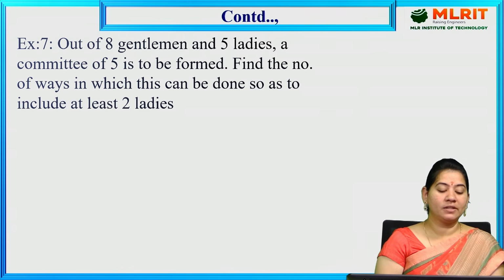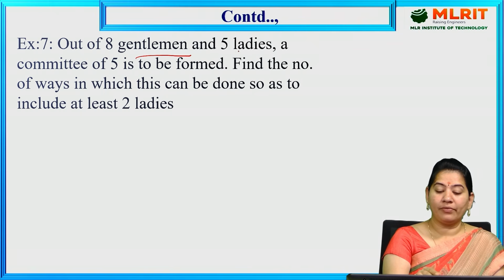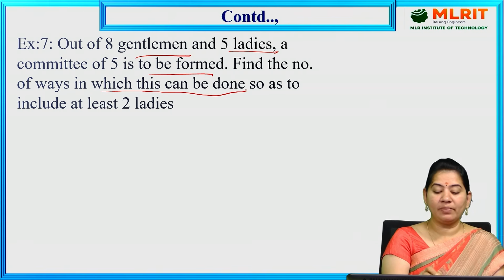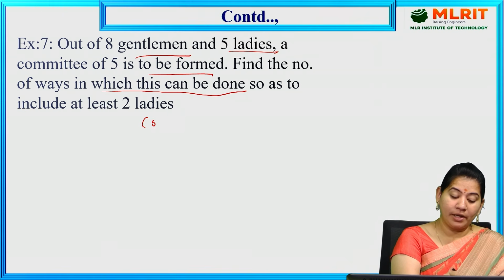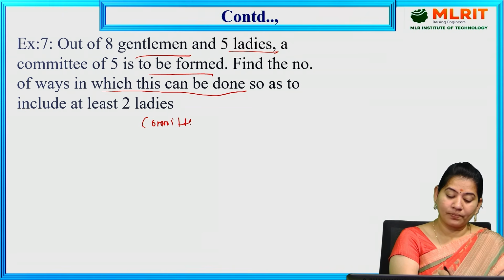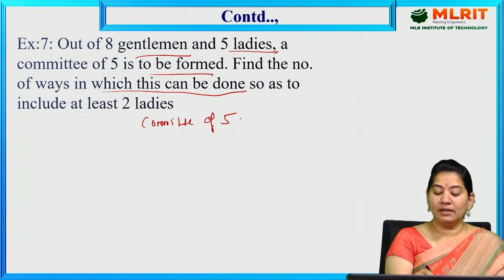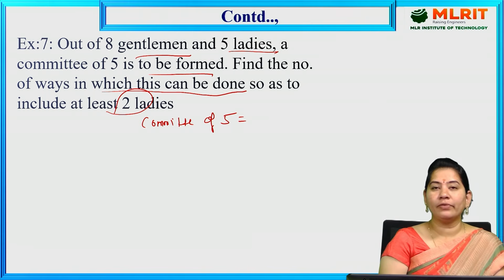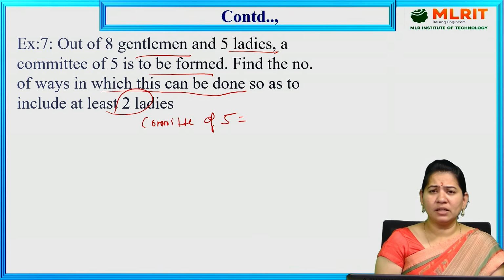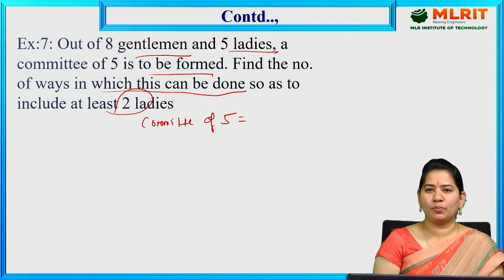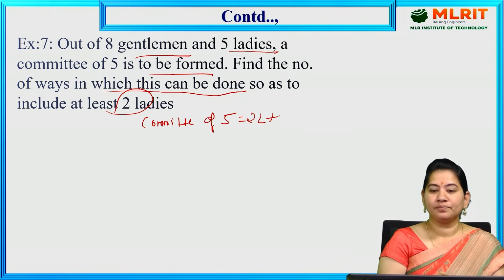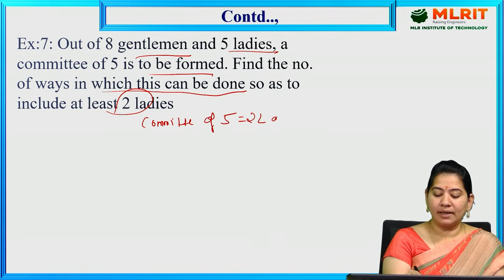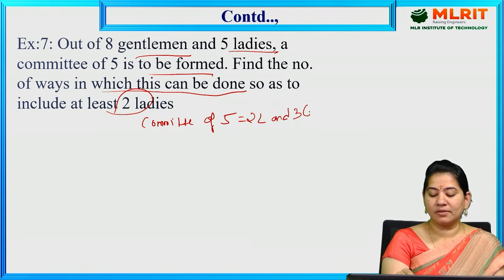Now the next question is, out of 8 gentlemen and 5 ladies, a committee of 5 is to be formed. Find the number of ways in which this can be done so as to include at least 2 ladies. Means I have to select a committee of 5, and in this committee of 5, I should definitely have at least 2 ladies. At least means it can have 2 or more than 2. If you have 2 ladies, then obviously you will have 3 gents.